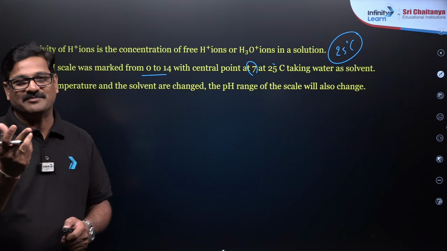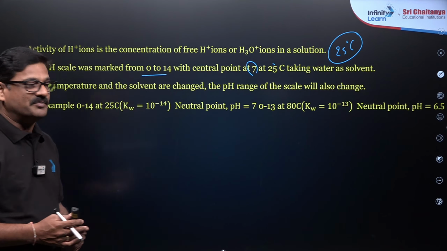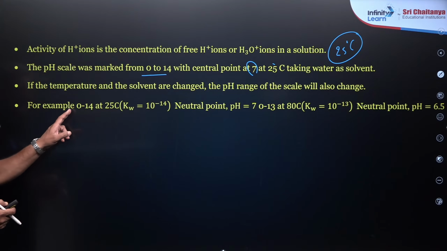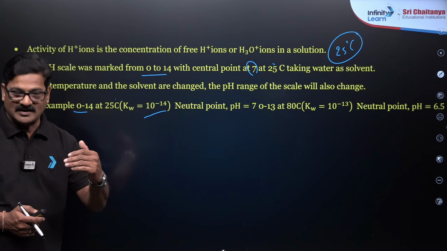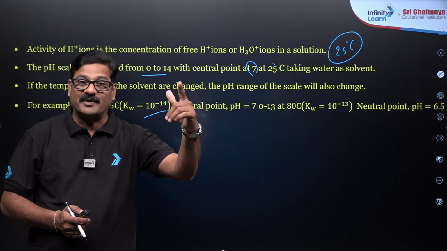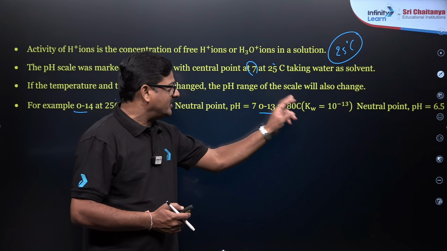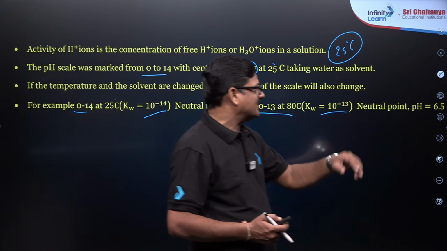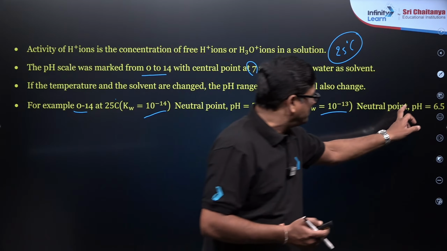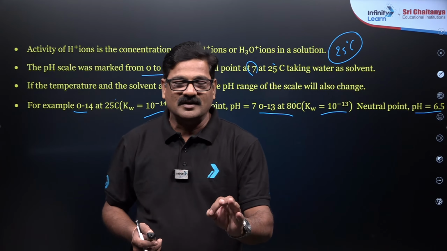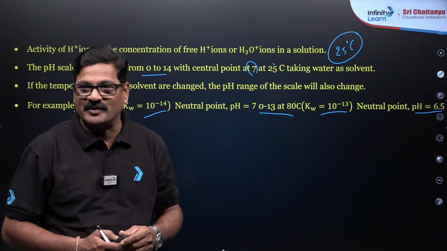The pH changes with the temperature, because as temperature changes, the ionic product constant of water is going to change and the pH is going to change. For example, 0 to 14 at 25 degrees centigrade, Kw is 10 to the power of minus 14. As temperature increases, the Kw value keeps increasing, and at 80 degrees centigrade the scale is 0 to 13, Kw is going to be 10 power minus 13. The neutral point is going to be 6.5. If somebody comes across pH 6.5 now, you will be shocked, but it is neutral because the temperature is different. Understand, Soumya?